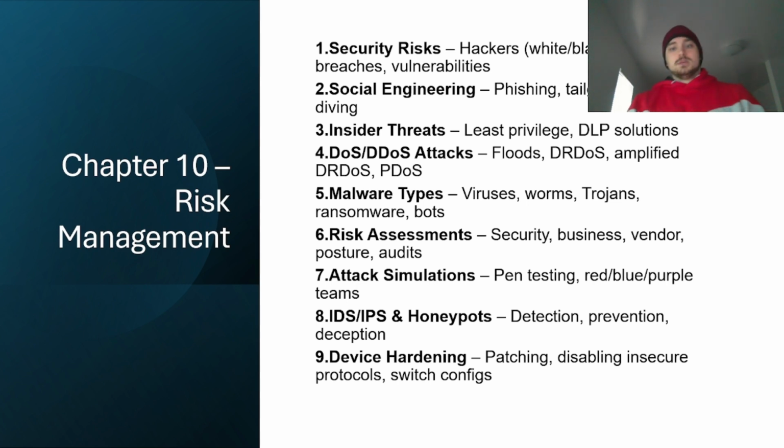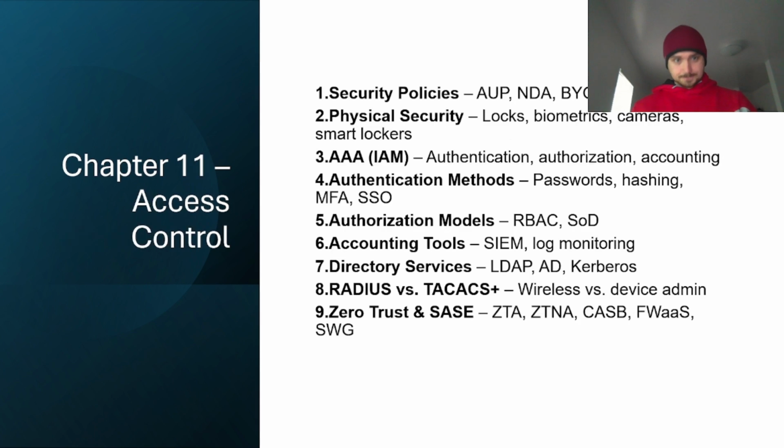Next, we have malware types, which include viruses, worms, trojans, ransomware, bots. We have risk assessments, which is security, business, vendor, posture audits. Then we have attack simulations, which includes pen testing, red/blue/purple teams. And then we have IDS/IPS and honeypots, which are for detection, prevention, and deception. And then we have device hardening, which includes patching, disabling insecure protocols, and switch configs.